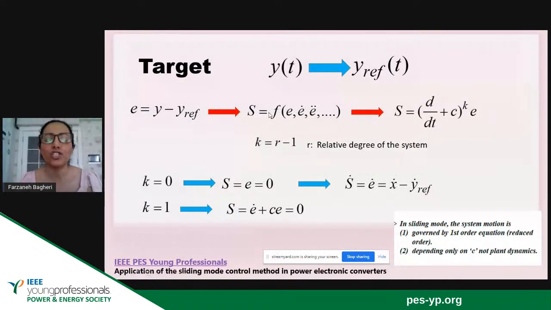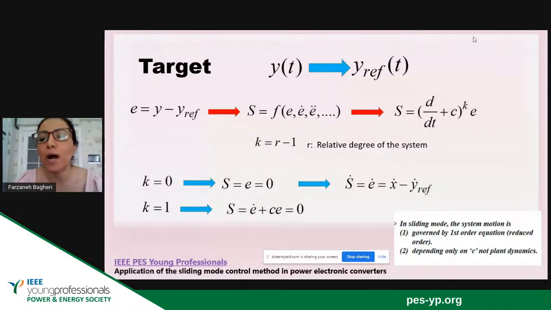This sliding function in a conventional sliding mode control method is a function of the error, derivative of the error or second derivative of the error, and it can be continued. So in the conventional sliding mode control method, we will use such a function which shows that S is equal to d over dt plus a constant value which we call c to the power of k times error. So what is k and what is c?